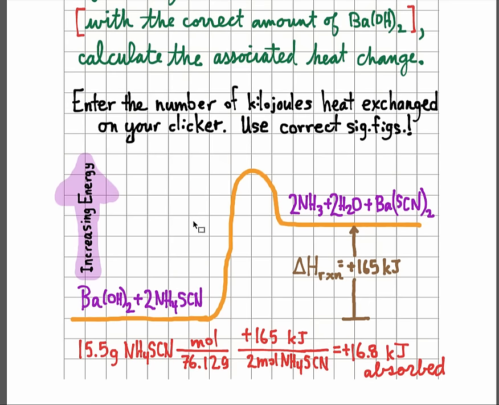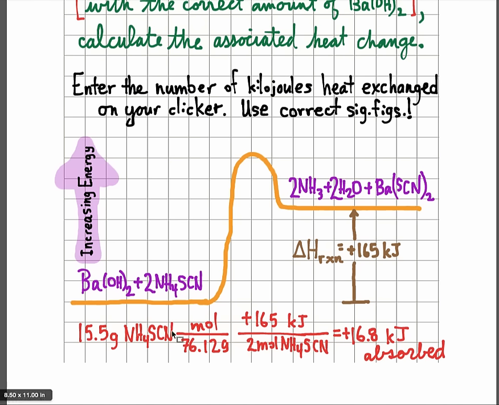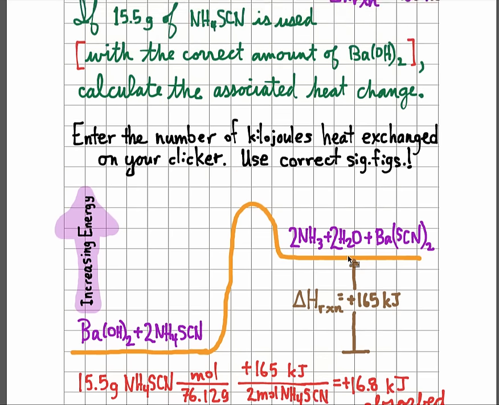Kind of draw an energy level diagram like this, where the reactants are low in energy and the products are high in energy. This is a slightly more rare reaction in most inorganic scenarios. Usually they go the other way. Do you know what I mean by that? Do you know where this conversion came from? I know how to change grams to moles, but didn't it say 165 kilojoules was associated with 2 moles of ammonium thiocyanate from the balanced thermochemical equation? Yeah. So 15.5 times 165 divided by 76.2 divided by 2 should give me close to 17 kilojoules absorbed. Oh yeah, right. Okay, good.